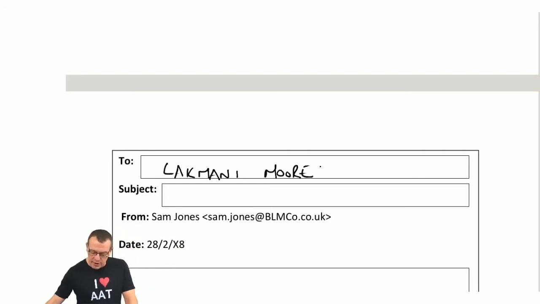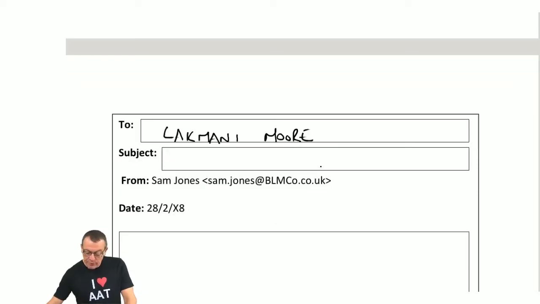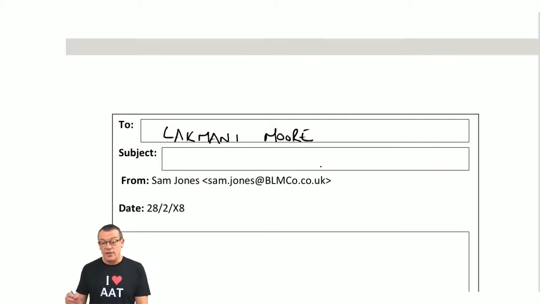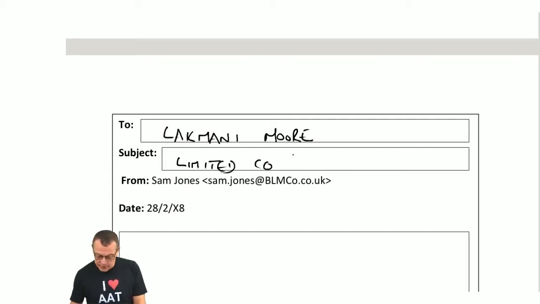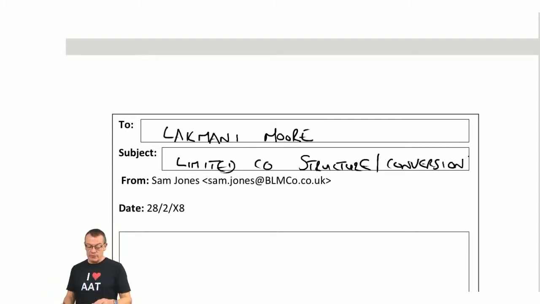Now we need to come up with a subject. In other words, we need to come up with a heading, really, so people just don't discard the email or whatever you're putting together. So it's going to be limited company. You don't need to abbreviate. I'll abbreviate. Structure. Anything along the line. I'll even put conversion if you like. So basically, straight away, when this email arrives, you know who it's from and what it's all about, so you can click straight on that.